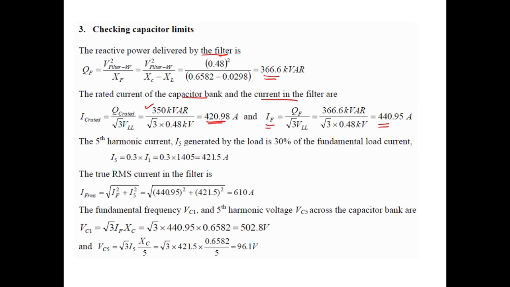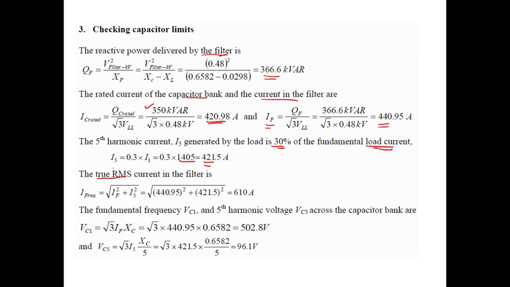Now to find the root mean square, of course, we need to find also the fifth harmonic, right? So to find the fifth harmonic current, he told us already that the fifth harmonic current will have a value of 30% of the fundamental load current, and the load current is already given to us. So then the fifth harmonic current will be equal to 421.5.